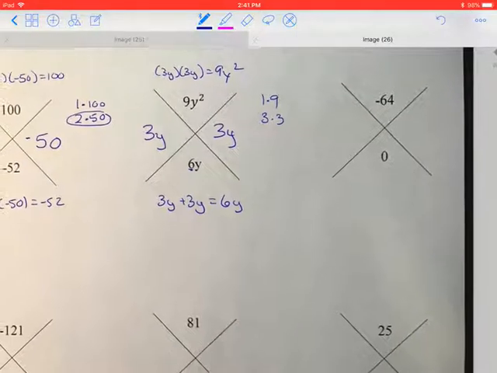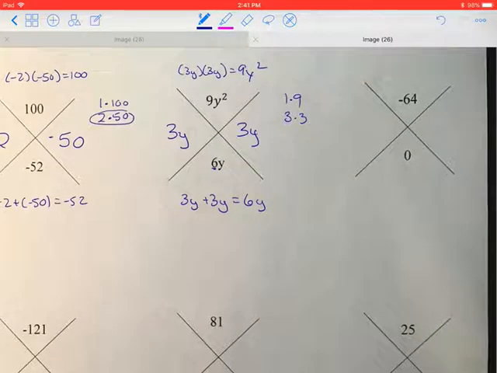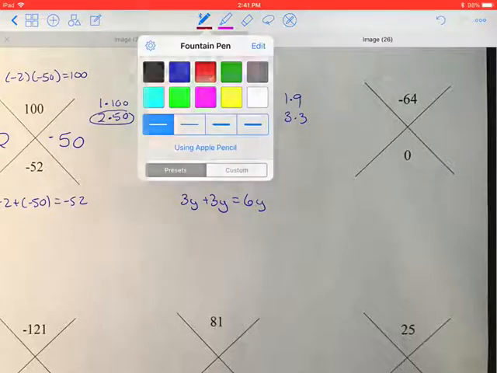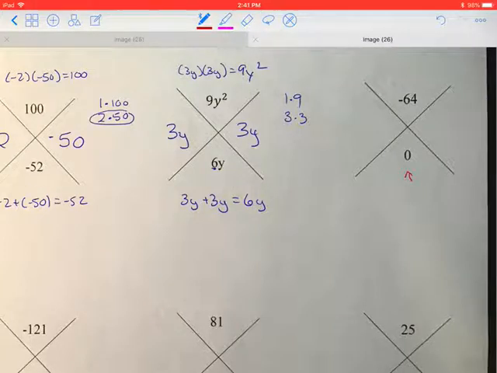All right, so this one is interesting. I want the product to be negative 64, but I want the sum to be 0. And what that actually tells me is I want opposites. Okay, so I'm thinking about the same number but with opposite signs. So for 64, I would need a negative 8 and a positive 8. They would add to be 0, but they would still multiply to be negative 64.